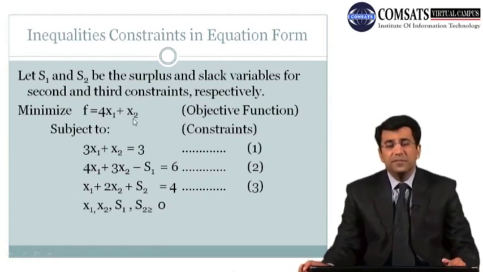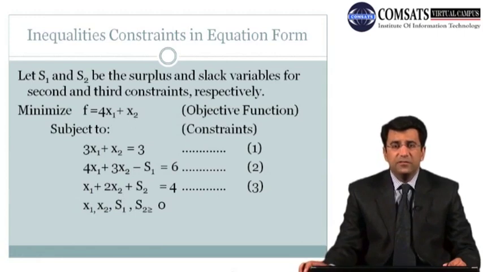Now again class, we have already discussed that we'll have to convert the inequalities into the equalities by adding or subtracting the slack variables or the surplus variables. So let's suppose that s1 and s2 be the surplus and slack variables for the second and third constraint respectively. The first equation will remain the same because it is already in the equality form.